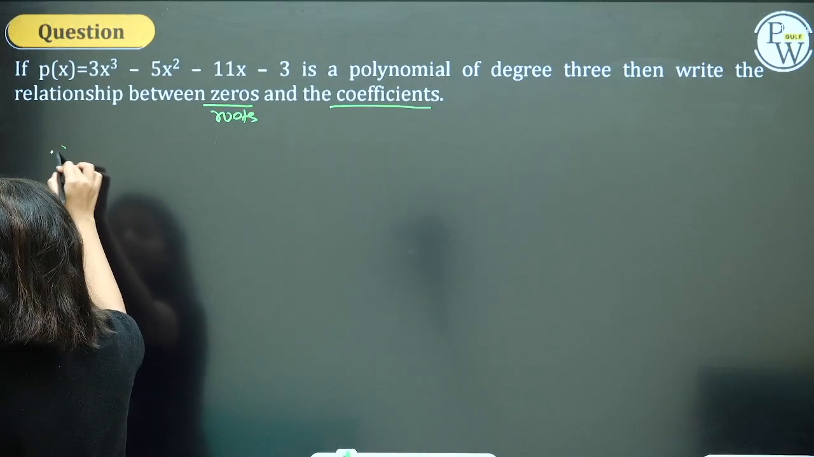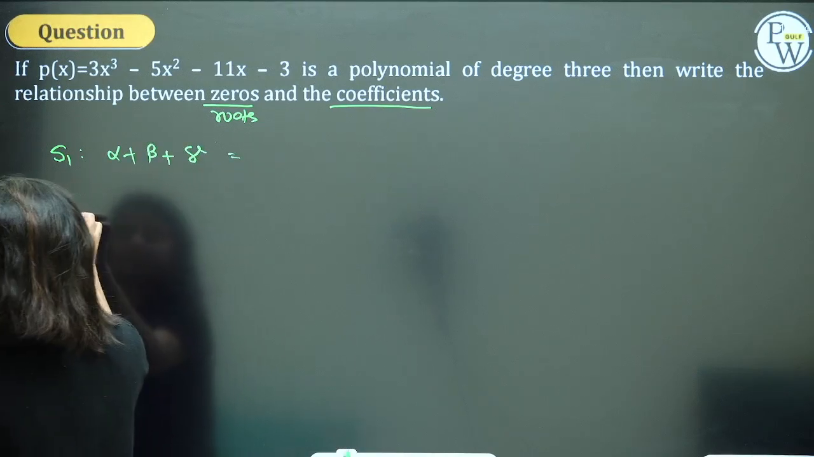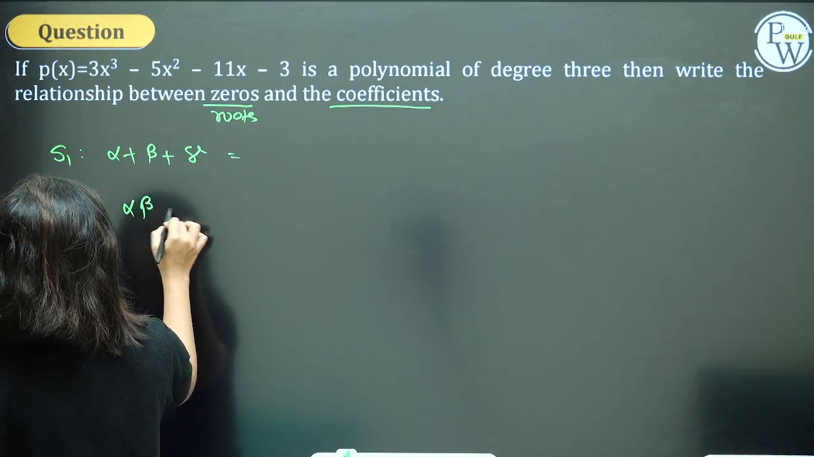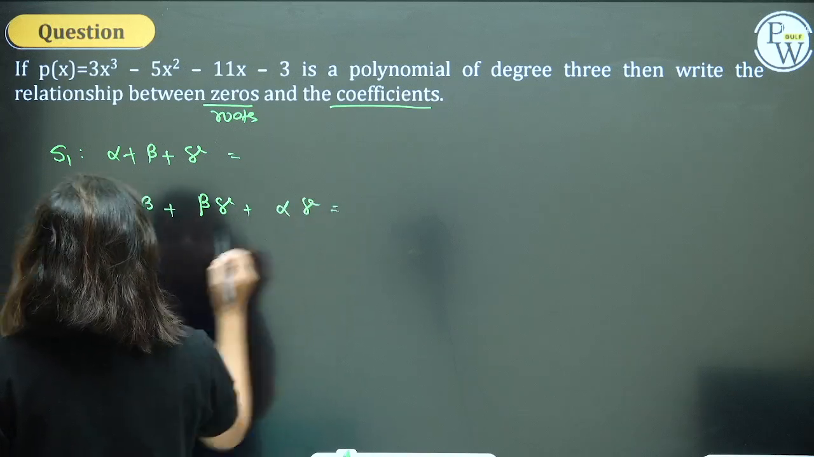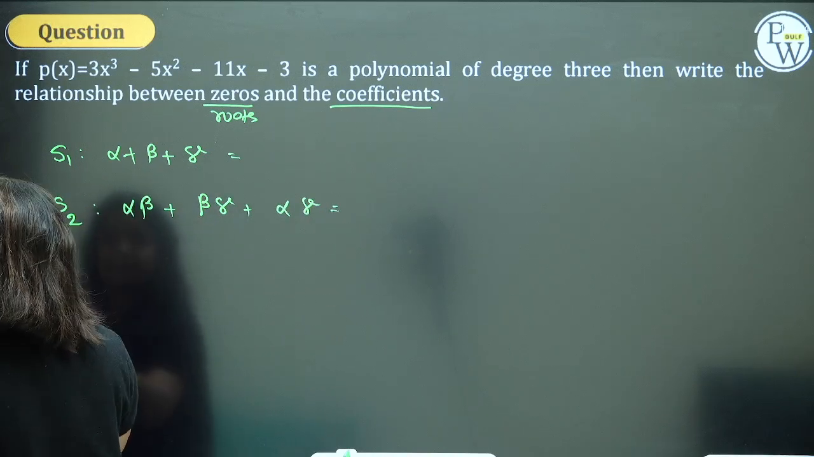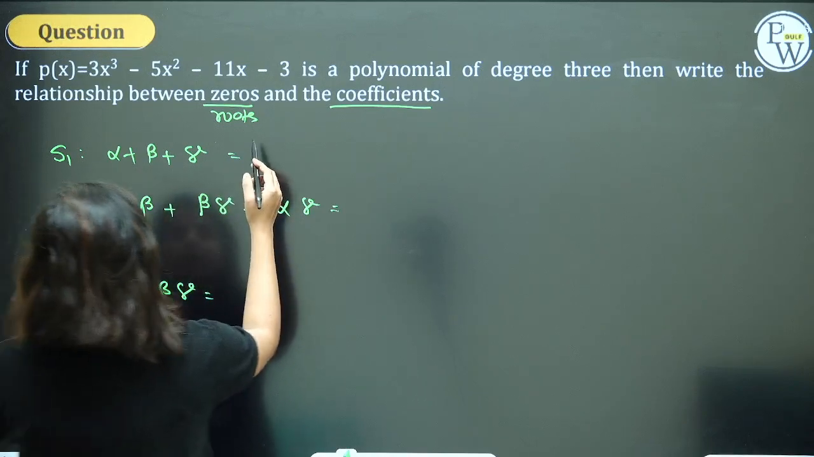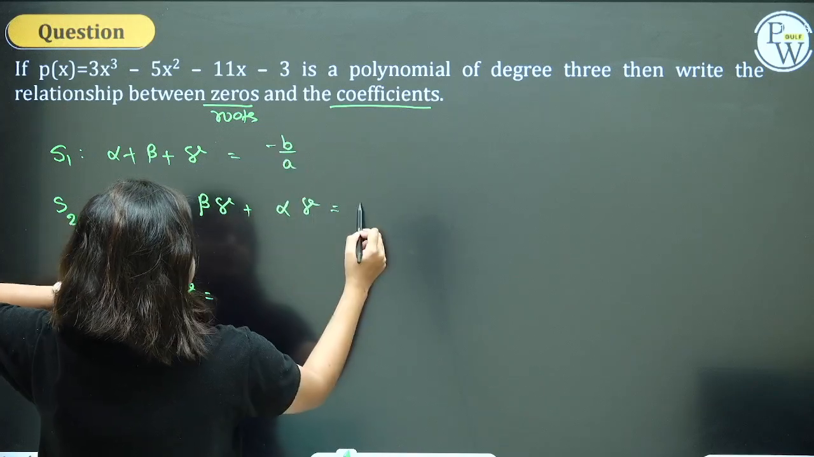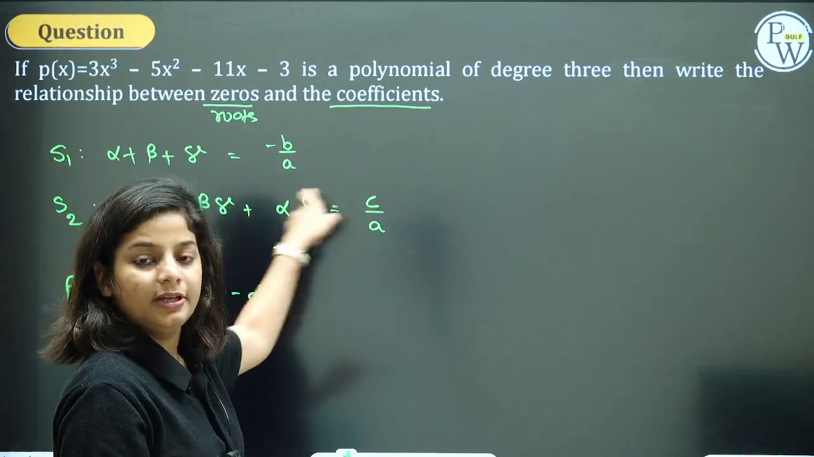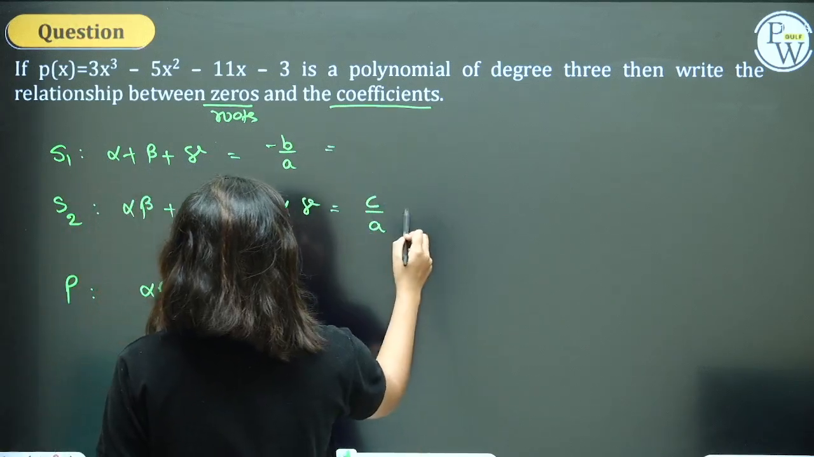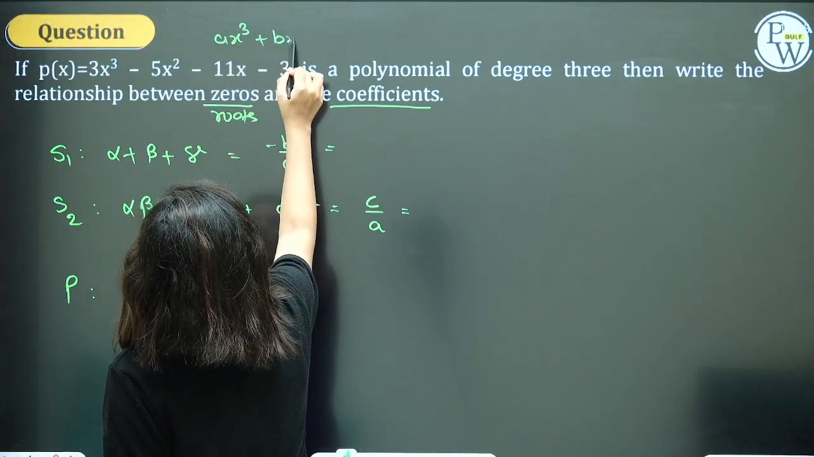It's a cubic equation, so 3 roots, alpha, beta, gamma. S1, S2 will be pairing up alpha beta, beta gamma, and alpha gamma. There is no S3, and P is tripling alpha beta gamma. What was the formula? Minus b by a, c by a, minus d by a. Odd, even, odd.